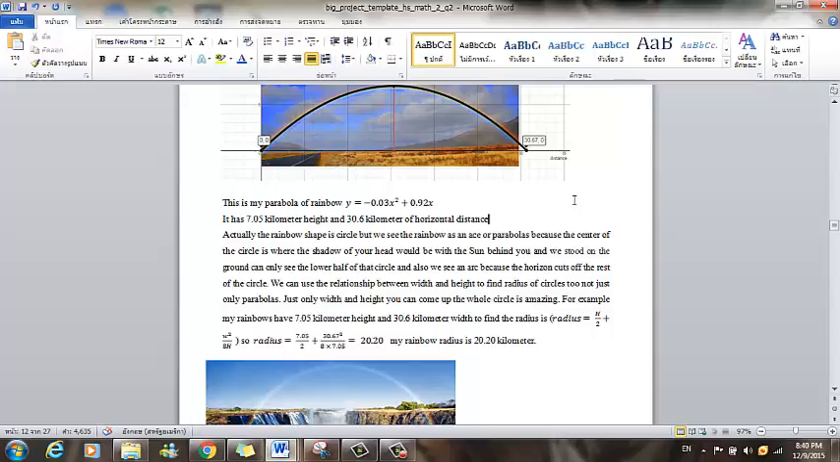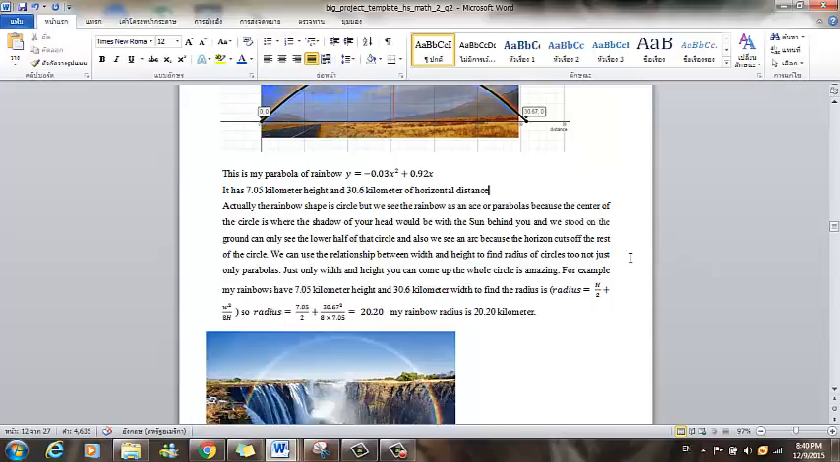Sorry, the circle. So we can use the relationship between width and height to find the radius of the circle. Not just knowing the height and the width, you can find only the parabola. No, you can find the radius. So with only width and height, you can come up with the whole circle.